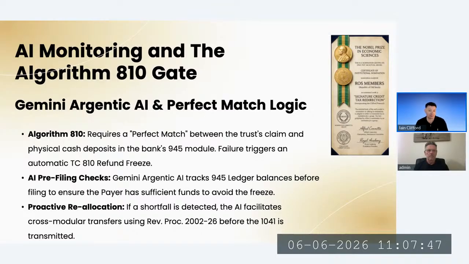If there's not enough on the 945 tax module, then there's what's called a cross-modular transfer, a command to move the taxes onto the 945 tax module from the other tax modules. And that is also a bit of a massive clue that the 945 tax module is the dominant tax module. If you couldn't move taxes onto it from the other tax modules, then it would be subservient to the other tax modules, but it isn't. It is the dominant tax module, and that's all wrapped up in Revenue Procedure 2002-2026.